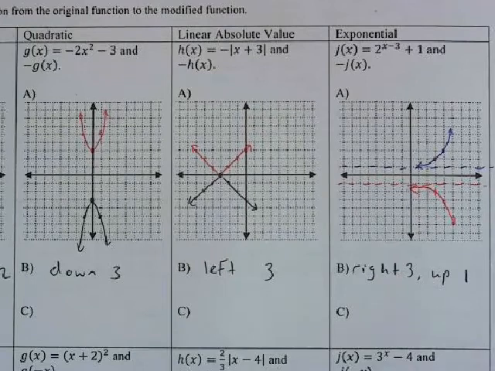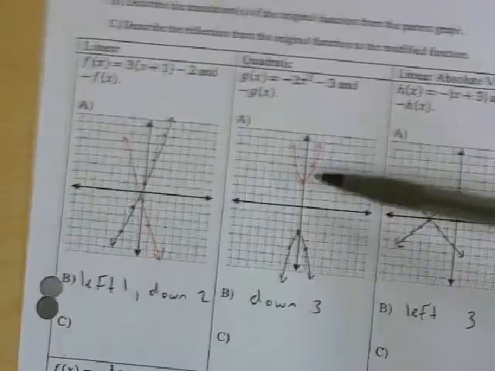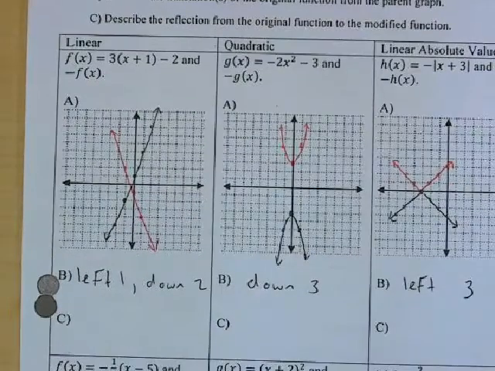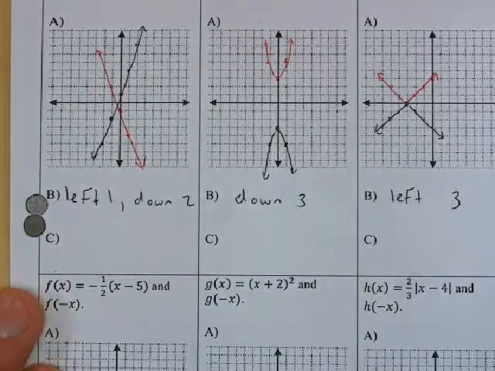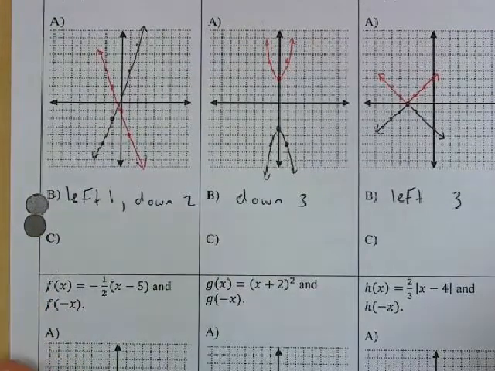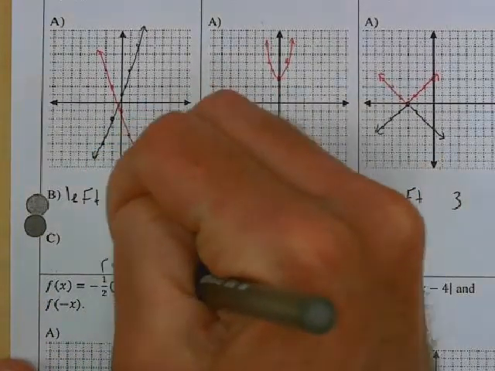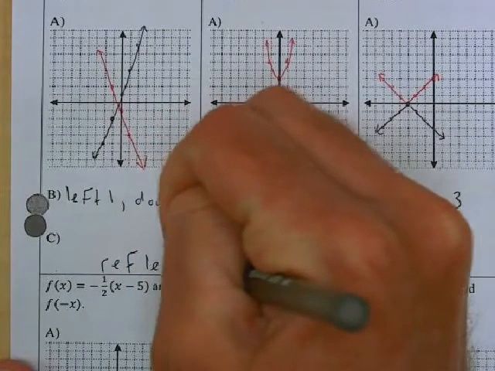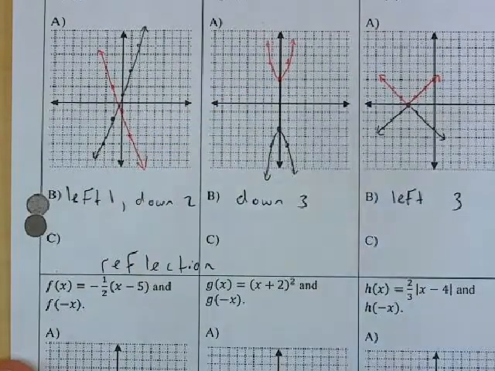And then part C, what happened on every single one of these graphs? Well, here we reflected over the x-axis. Here we reflected over the x-axis. Same thing on numbers 1 and 2. So for part C, we don't have to write it 4 different times. We can kind of just put it across the bottom. It was a reflection over the x-axis.